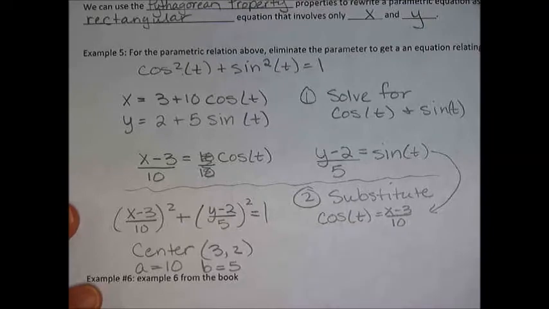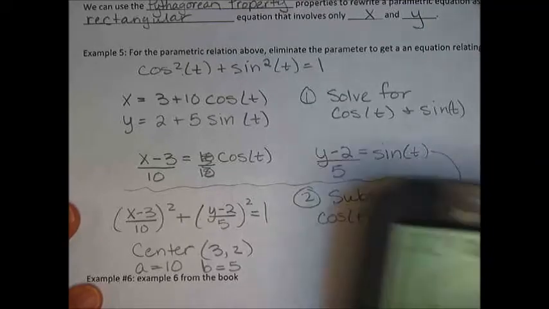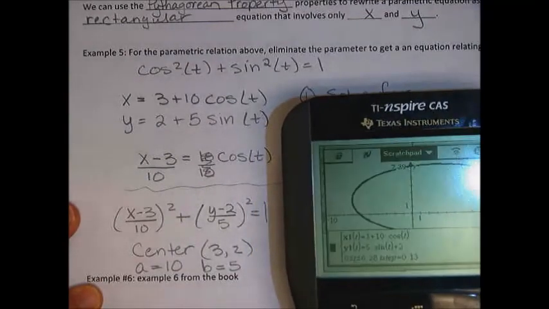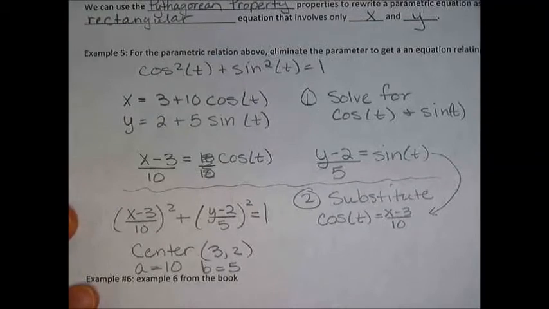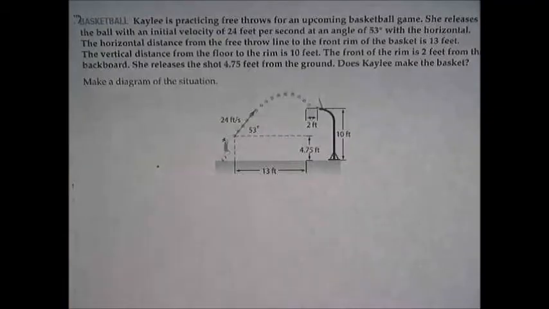Which is what we have here on the calculator in parametric. So that's how to change parametric into rectangular for conics. Sorry, on the last one I didn't have the last page here. So here's the last example.